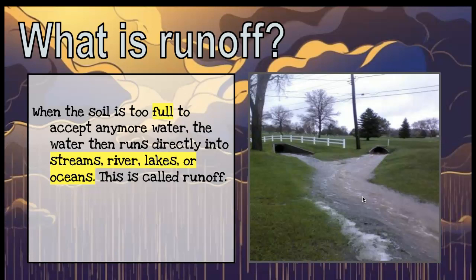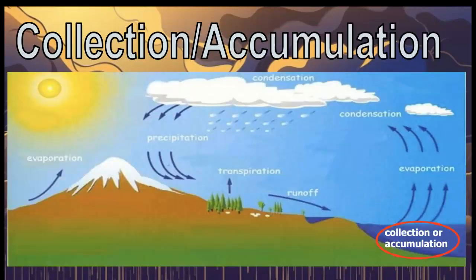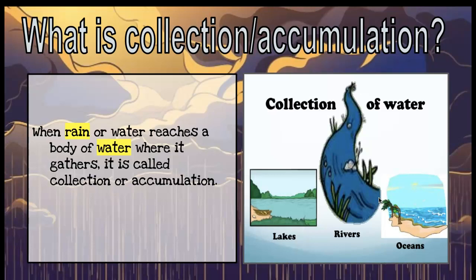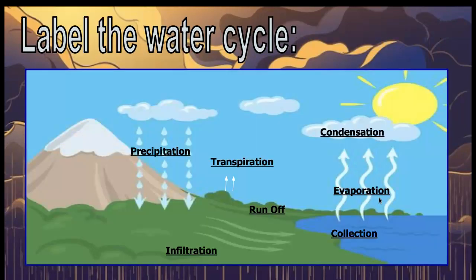The water runs off of surfaces. Okay, and when it runs off those surfaces, it's going to go back to a collection point, and we call this last stage collection or accumulation because it's where the water accumulates or collects. Okay, so when that rain or water reaches a body of water like a lake or a river or an ocean, that's when we call it collection or accumulation.